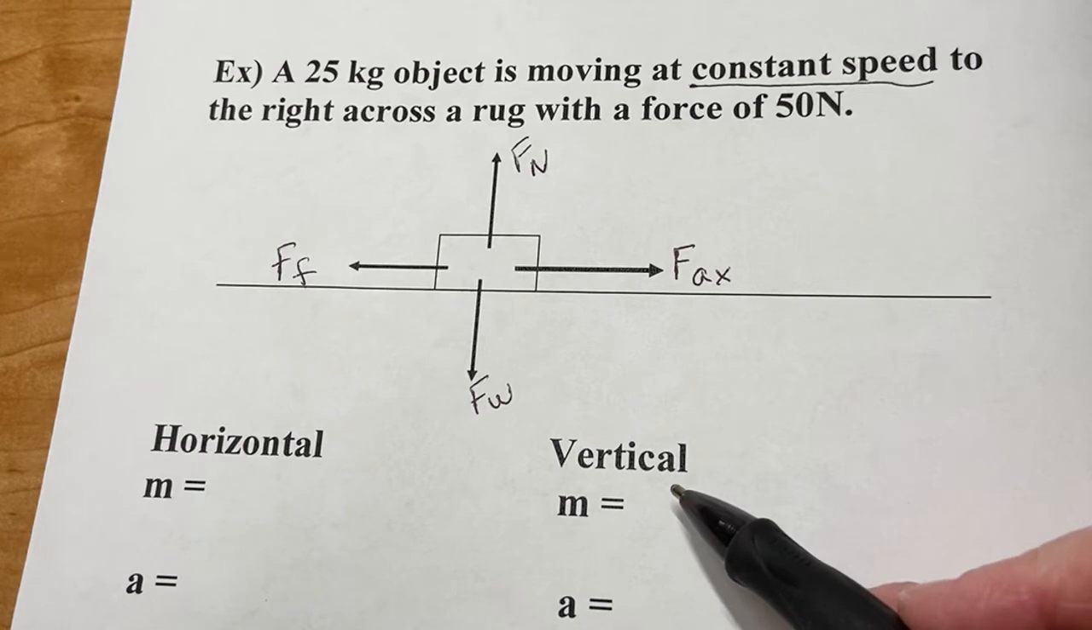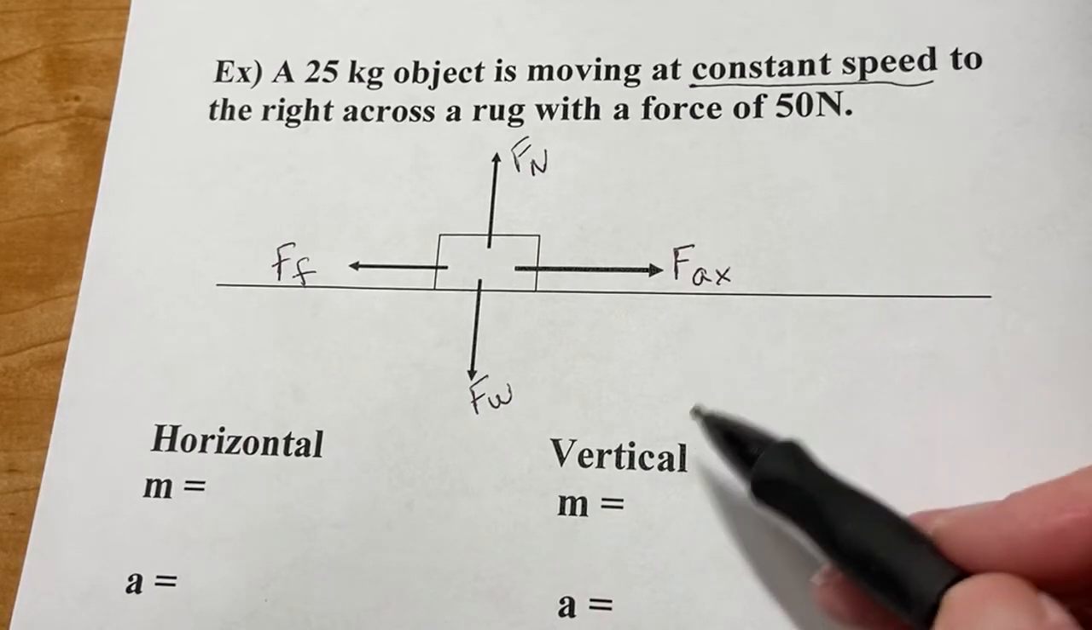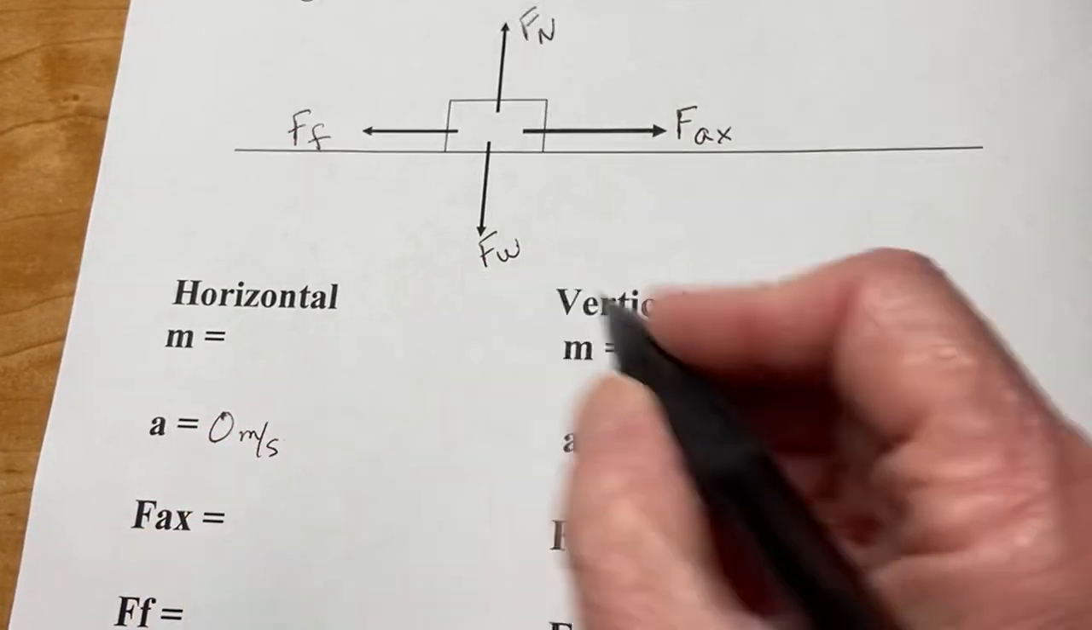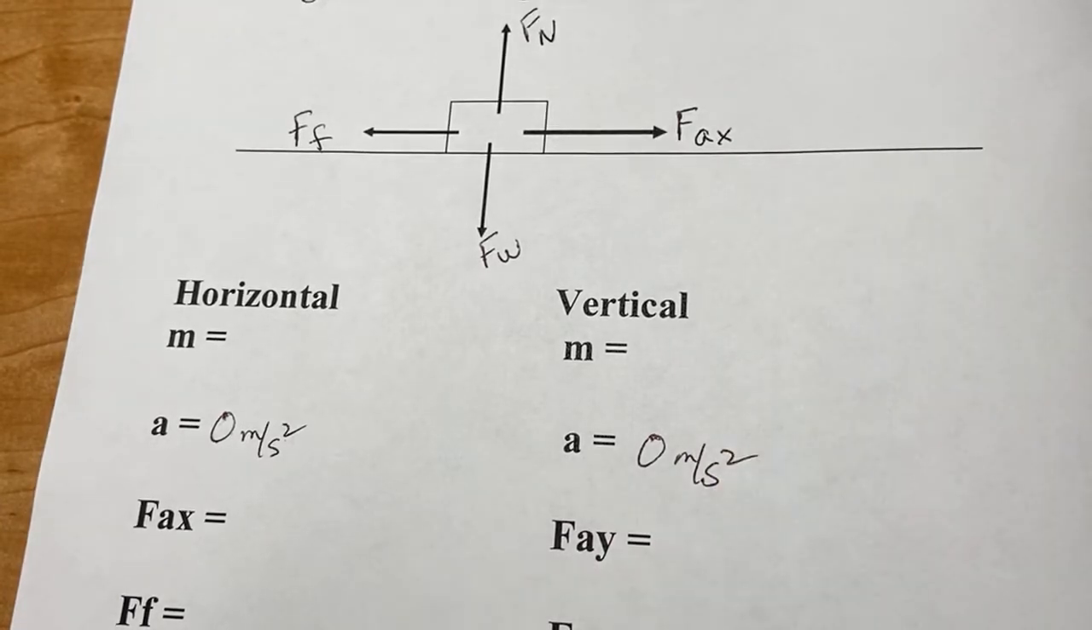What about in the vertical? Is this thing going to lift off the table and move up? No. So both of the accelerations, both horizontally, meters per second squared, and vertically, are going to be zero. This is typically almost always going to be zero unless we lift something off the ground.